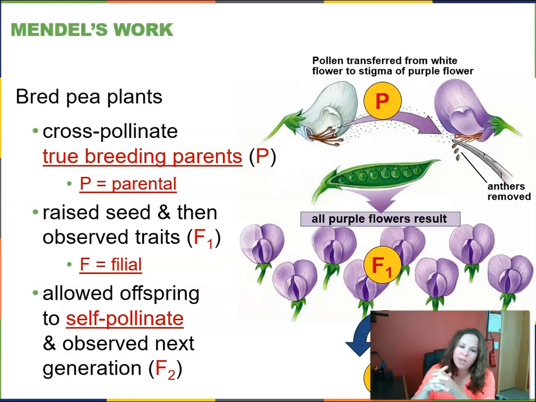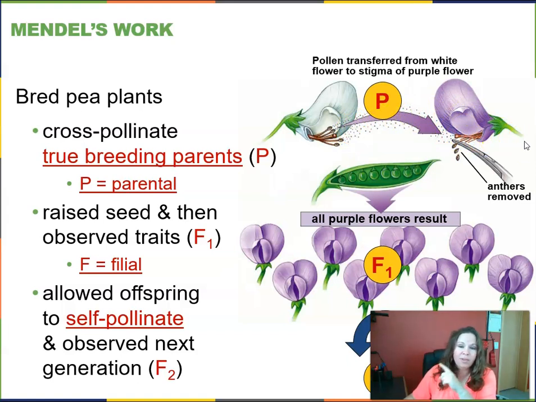That way he knew they were true breeding parents, the P generation. P means parental. So they're true breeding parents. They only have the ability to make either purple or the other group just white. And once that was done, it took about 2 years, which is very patient work. He cross-pollinated them. So here we have the pollen being transferred to the other flowers.